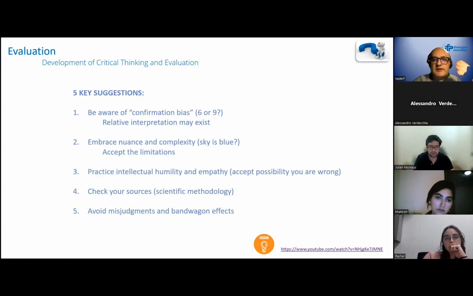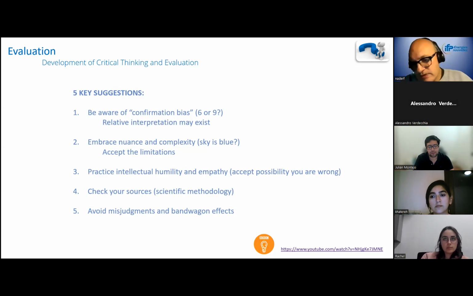And accept the complexity and the nuance. We say the sky is blue, but blue is not blue, right? You can have dark blue, you can have different shades of blue, etc. And this is also because there are some limitations that we need to accept. Practice the intellectual immunity and empathy, which means that if you're working on something and you have some results, you can accept that maybe you are wrong. There is a possibility that you are not 100% correct. And accept also to have empathy towards those who are telling you that your work is not as good as it should be, or that they have another way to tackle your question, by putting yourself in their shoes before trying to be on the defensive.